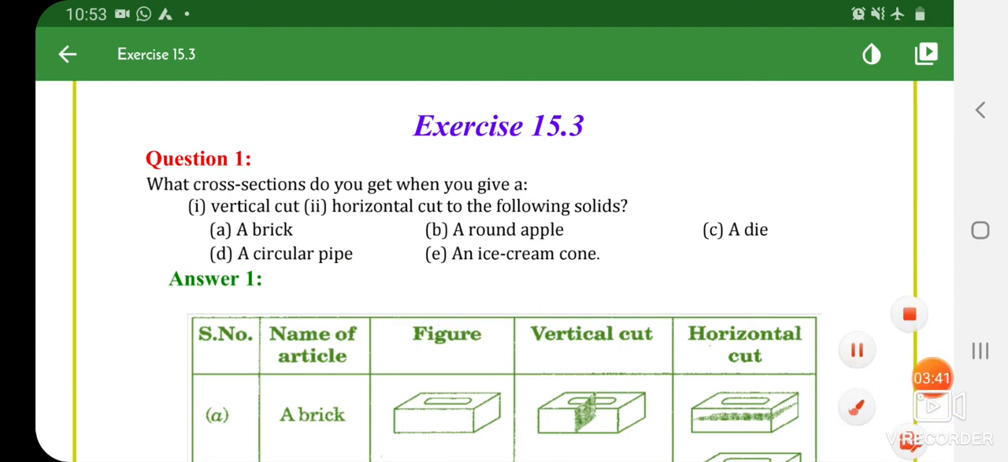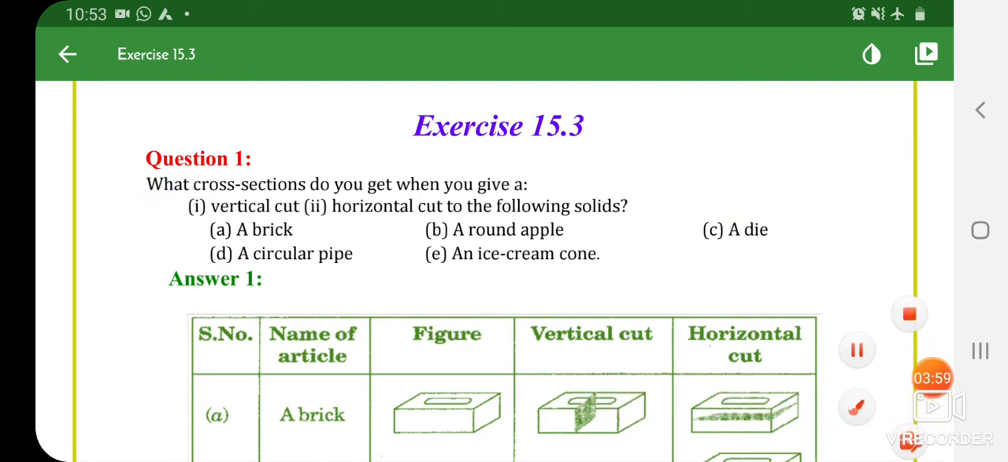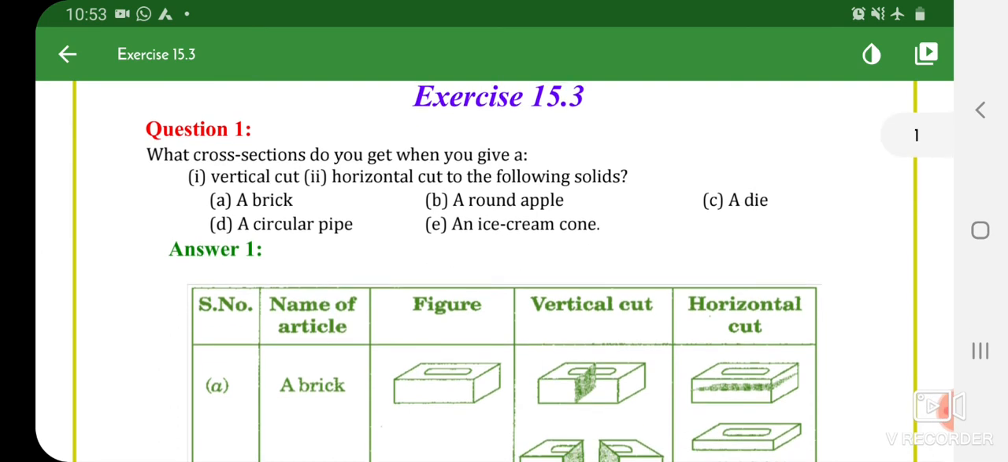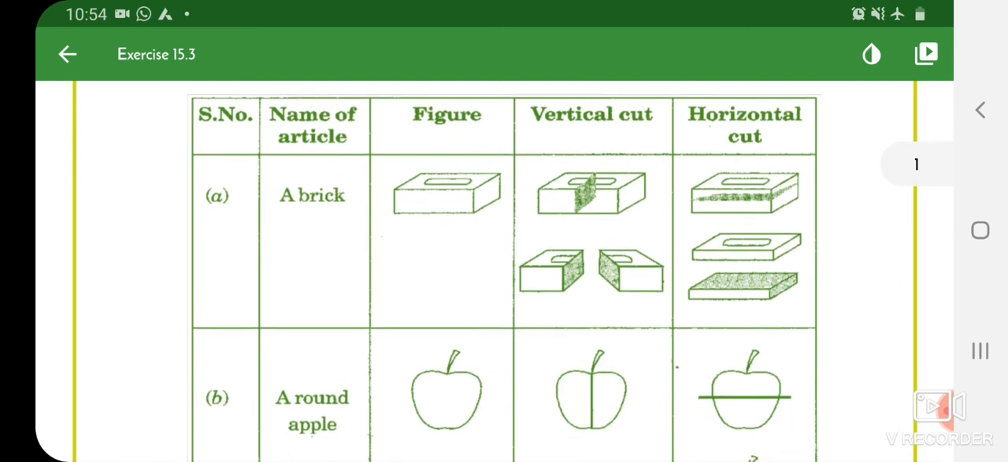You have only to try. Exercise 15.3 question is: what cross section do you get when you give a vertical cut and horizontal cut to the following solids? Vertical, that means this type of cut, and horizontal, that means this type of cut. Okay. First a brick, we can see a brick when we make our house. Round apple, a die. When we play Ludo, we use a die. Okay. A circular pipe, we can see a circular pipe at our home, and an ice cream cone. So we can see the answer.